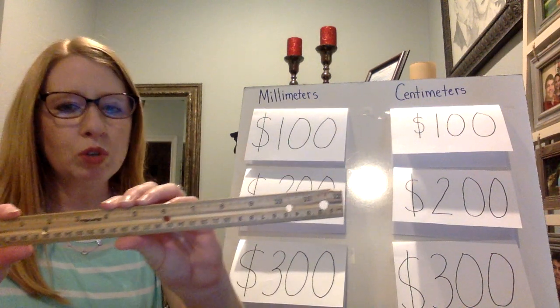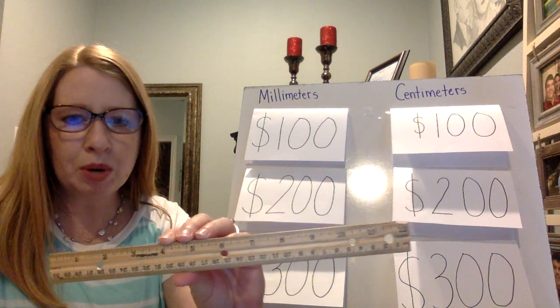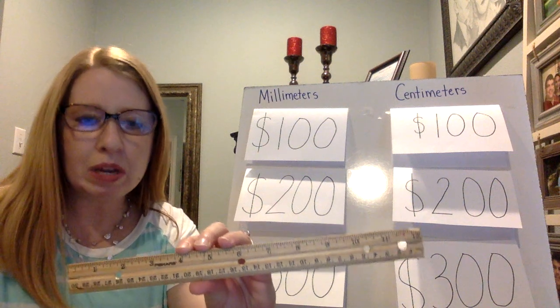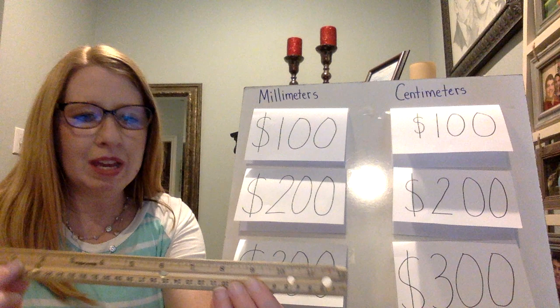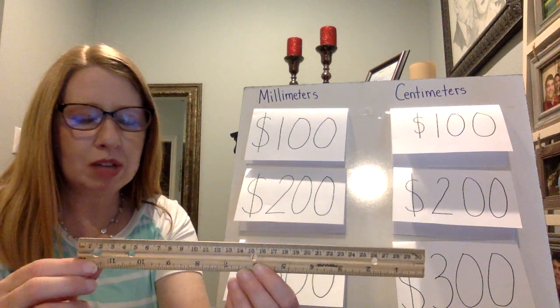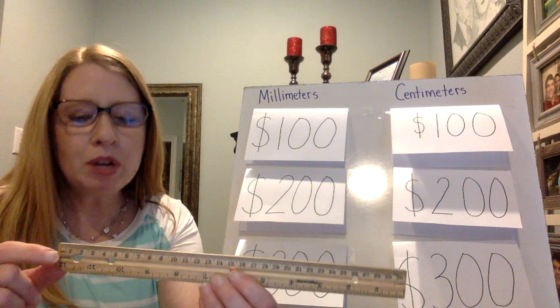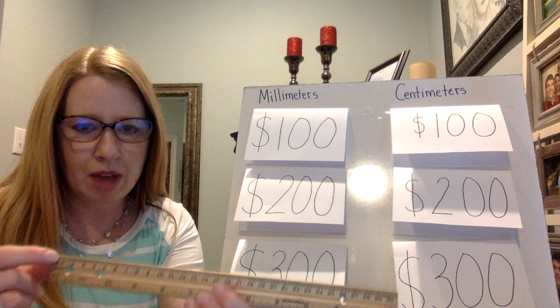We all have a ruler, and if you don't have a ruler, at the end of the packet there is one that you can print off and cut out so that you can measure. On my ruler, on one side I have inches, and on the other side I have centimeters and millimeters. Now remember, it takes 10 millimeters to make 1 centimeter, okay?